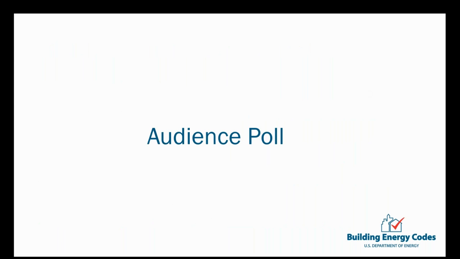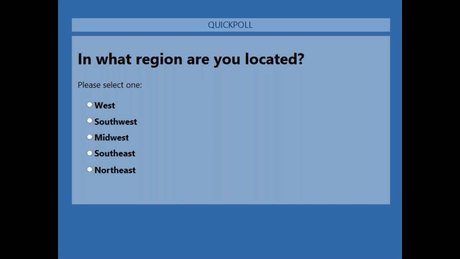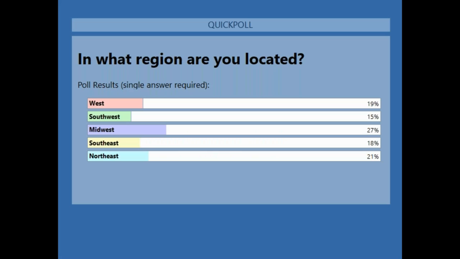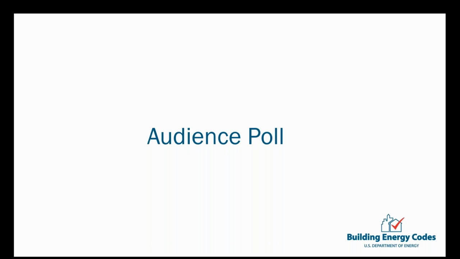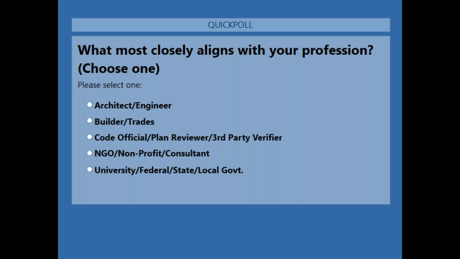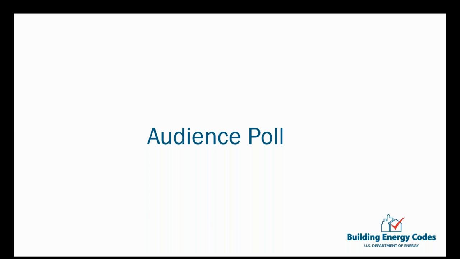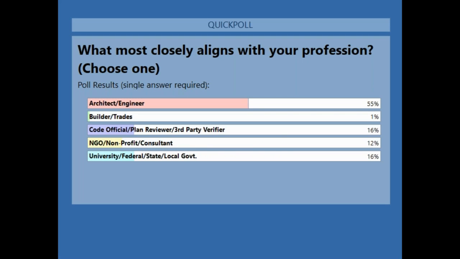Lastly, I would like to launch two quick polls so our speakers can get a better understanding of our audience today. Poll number one asks, in what region are you located? Okay, I'll go ahead and display what the answers are. Looks like we're fairly represented all across the U.S. Thank you for doing that. Let's go ahead and launch the second one, which asks, what most closely aligns with your profession? Okay, I'll go ahead and close that and see what we have. We have a lot of architects and engineers, some code officials, and others. Thank you very much for participating in that quick poll.